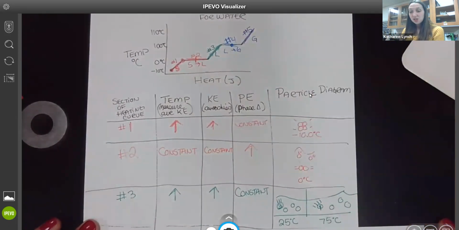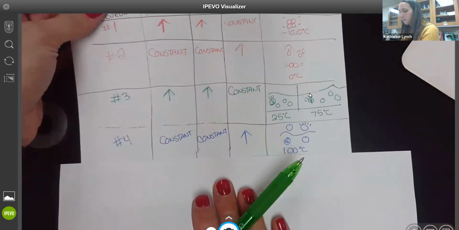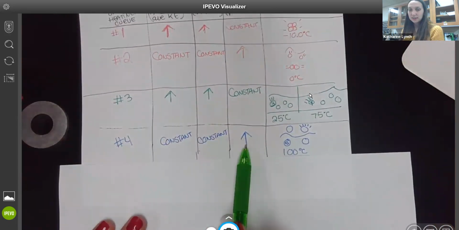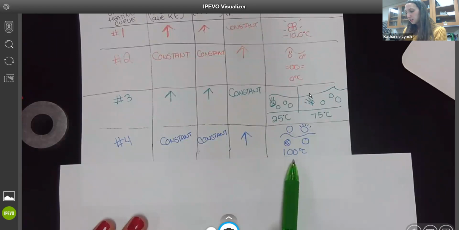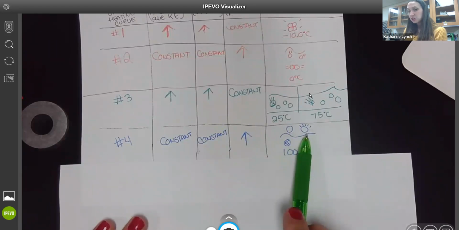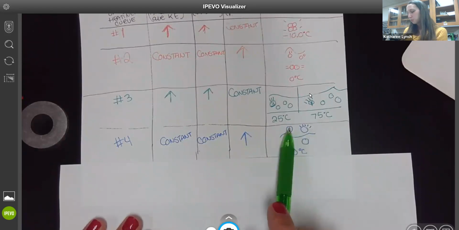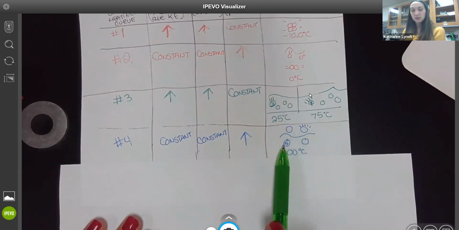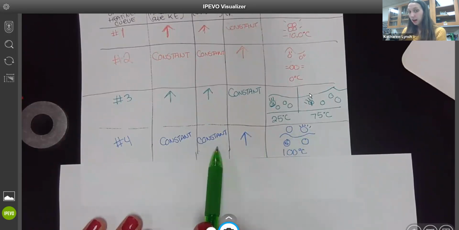And what's going to change here in section 4, if you were right, my potential energy is changing because I have a phase change. My liquid molecules are being ripped apart at 100 degrees. So liquid particles, gaseous particles, yes, both 100 degrees Celsius. So the liquid particles, I have 5 swooshies. All of these particles, doesn't matter if they're liquid or gas, kinetic energy and temperature are constant.